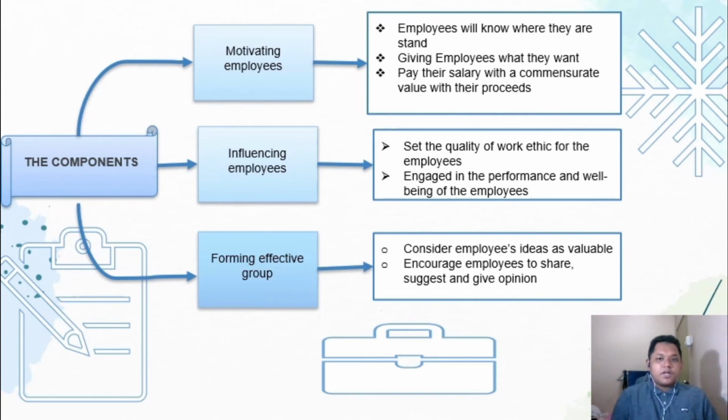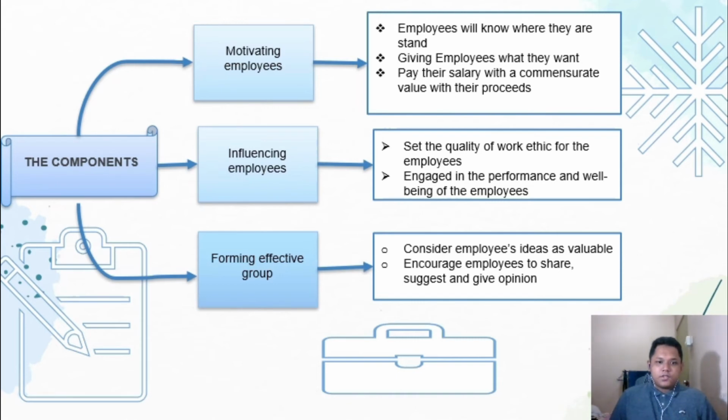Next, giving employees what they want. For example, the employees want more reviews on their job and they also want more responsibility from the manager. Lastly, pair their salary with a commensurate value with their output. It is to make sure the employees know the manager always values their contribution to the company.